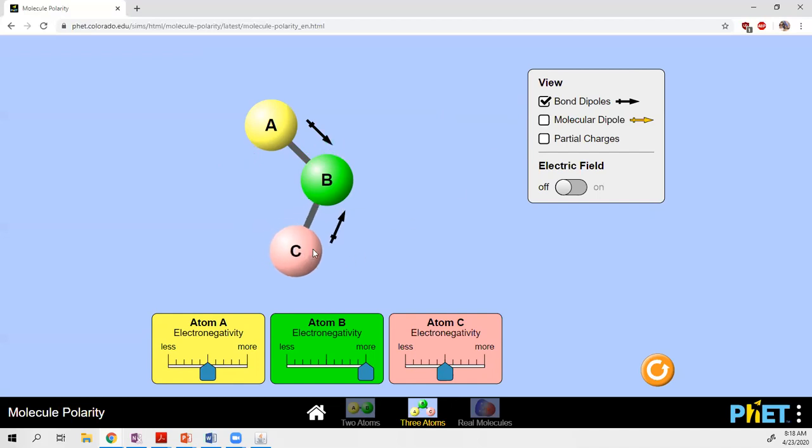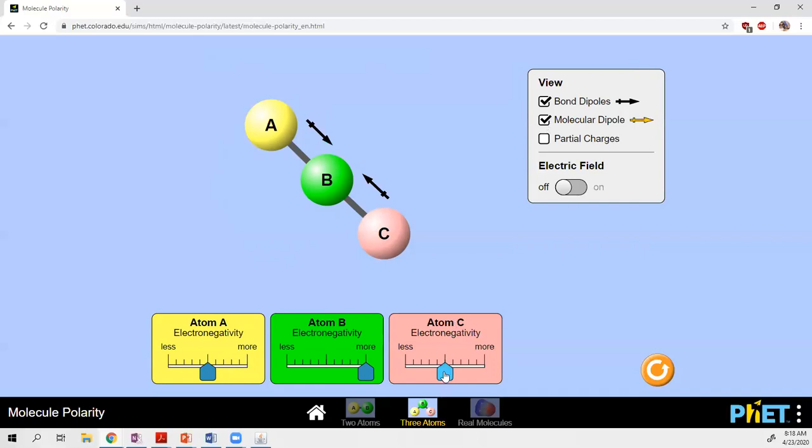Now, if I pulled this C so that it was directly across from A, you can see that this one's pushing down and to the right, this one's pushing up and to the left, and now our molecule shouldn't have a dipole anymore. It should be balanced. And so when we click on that molecular dipole, we don't see it anymore. And so that's what you're looking at for this simulation, is you can practice with these 3 to try to determine where you think there should be a dipole and where there shouldn't be.